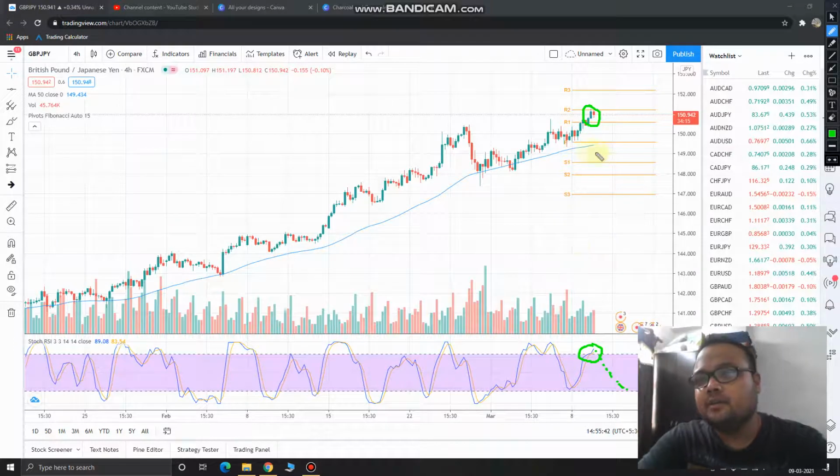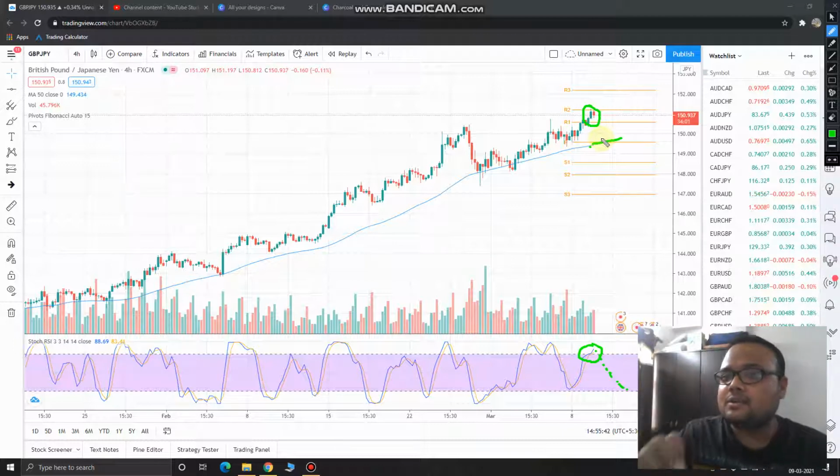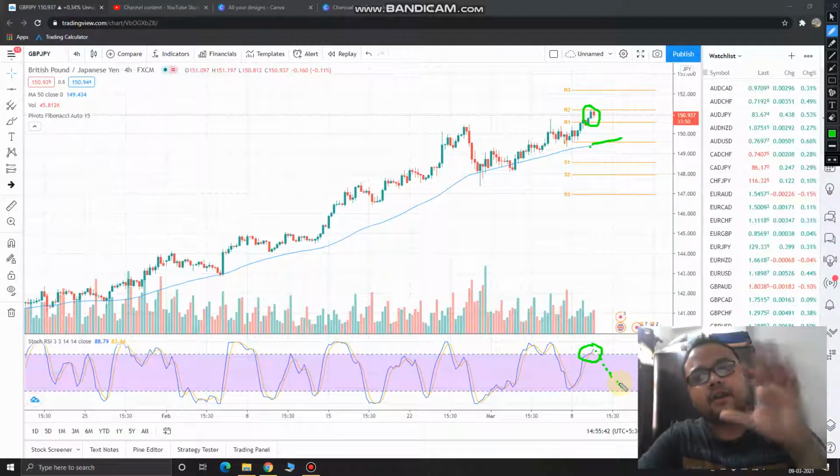Therefore you just need to wait for the market to come down to this 50 moving average or near the 50 moving average. When the market reverses or bounces from the 50 moving average again, you just go ahead and buy. Or wait for the stochastic RSI indicator to come down to the oversold level, and from the oversold level when it starts moving up again, just grab it.